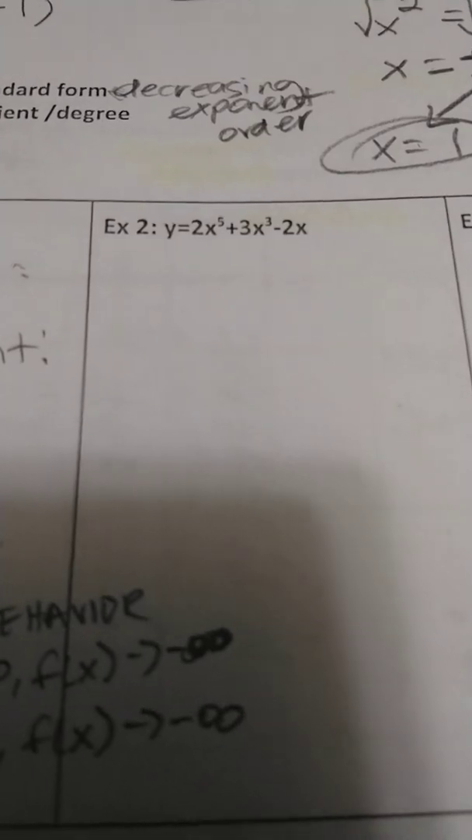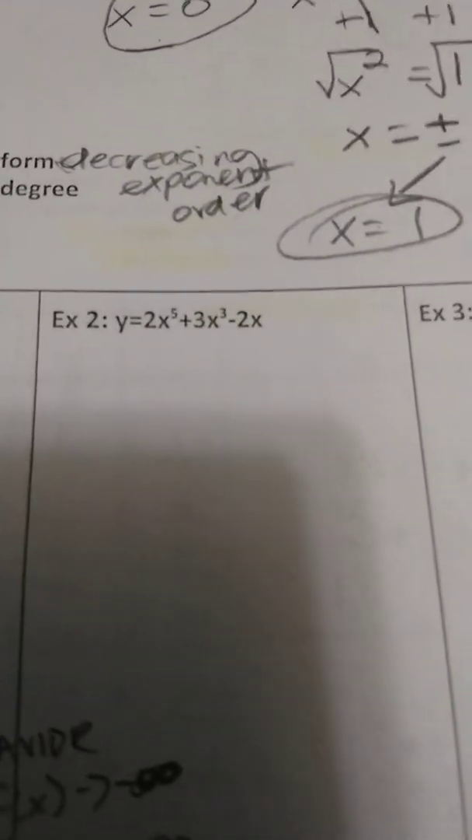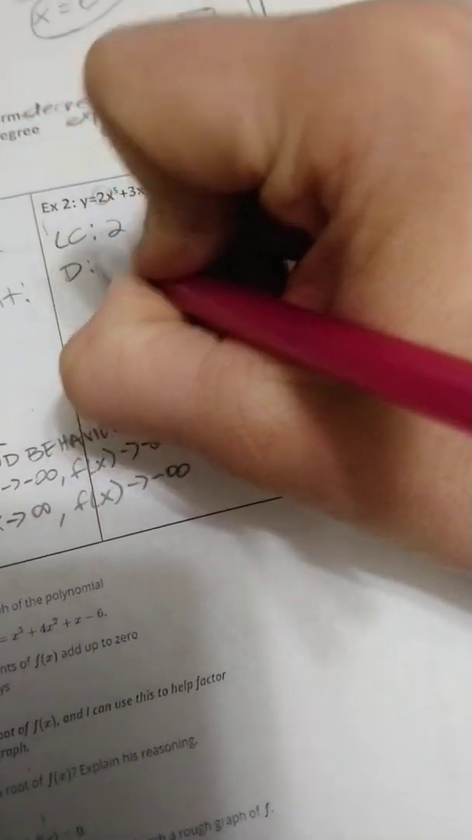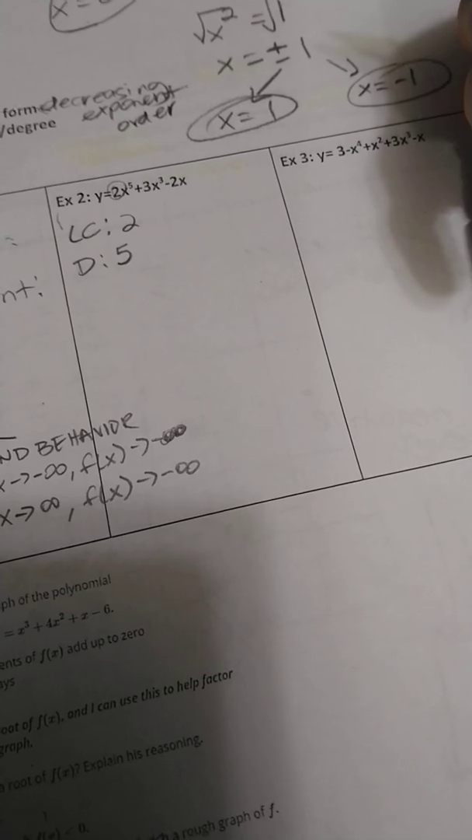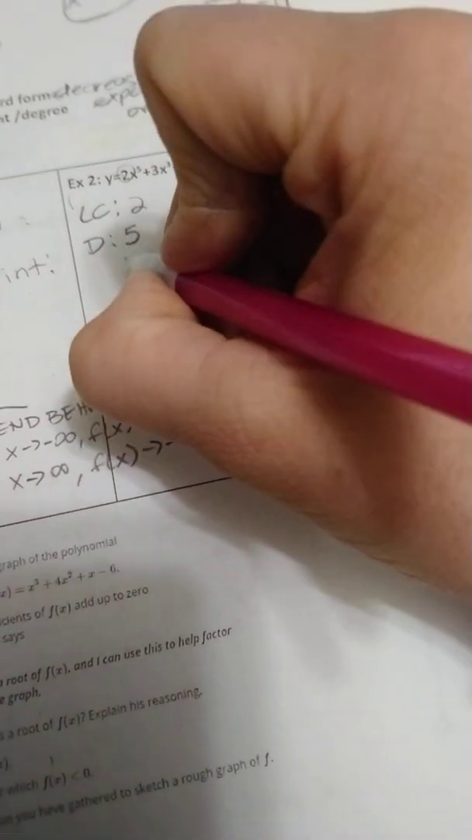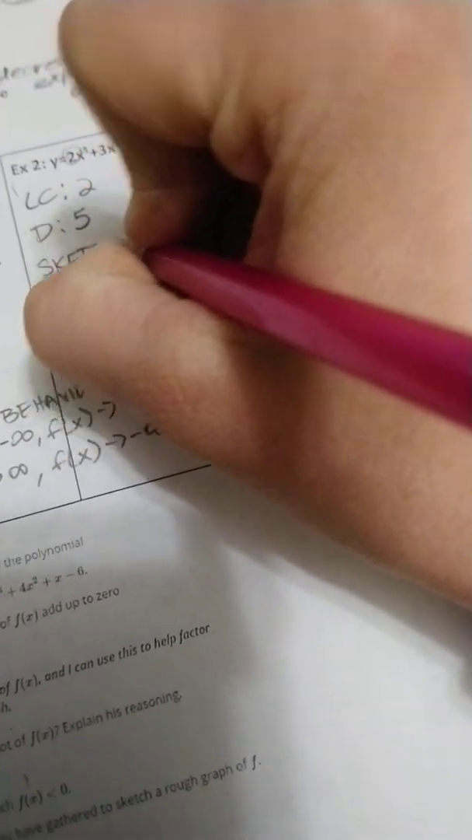All right, so over here, the first thing that we're going to do is put it in standard form. Well, fortunately for us, it already is in standard form. Okay. And then they ask us for the leading coefficient and the degree. Well, the leading coefficient is 2. And the degree is going to be 5. Okay. And then it wants us to do a sketch of this.